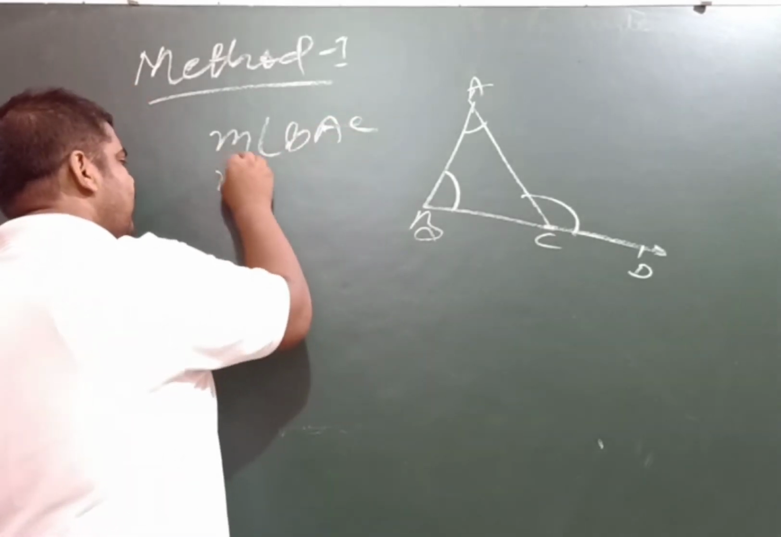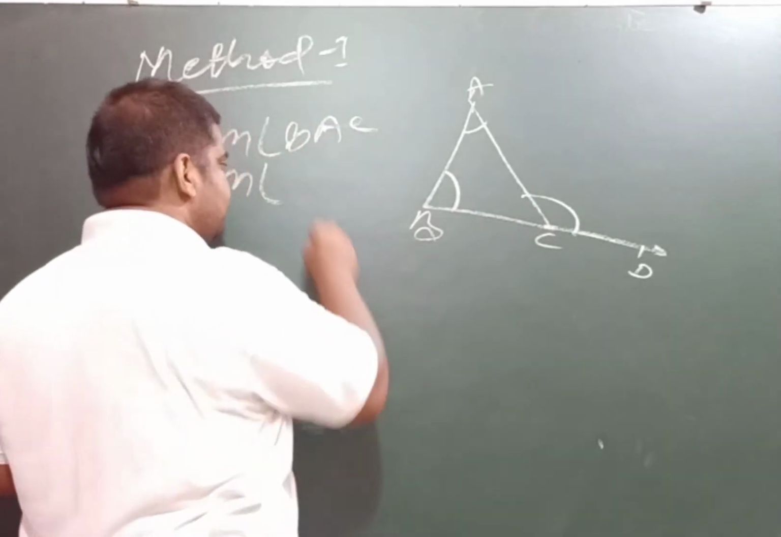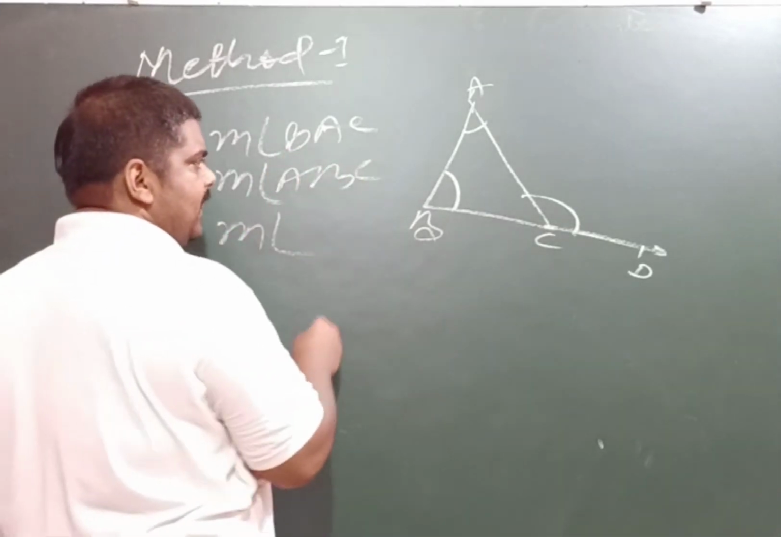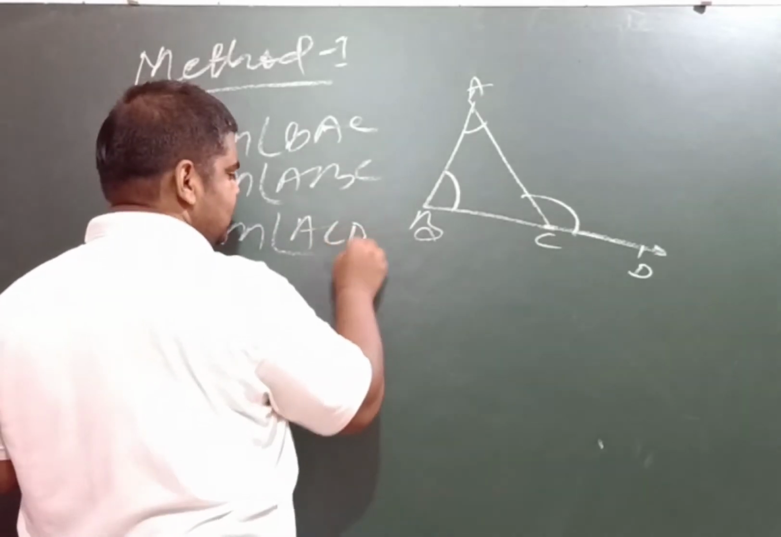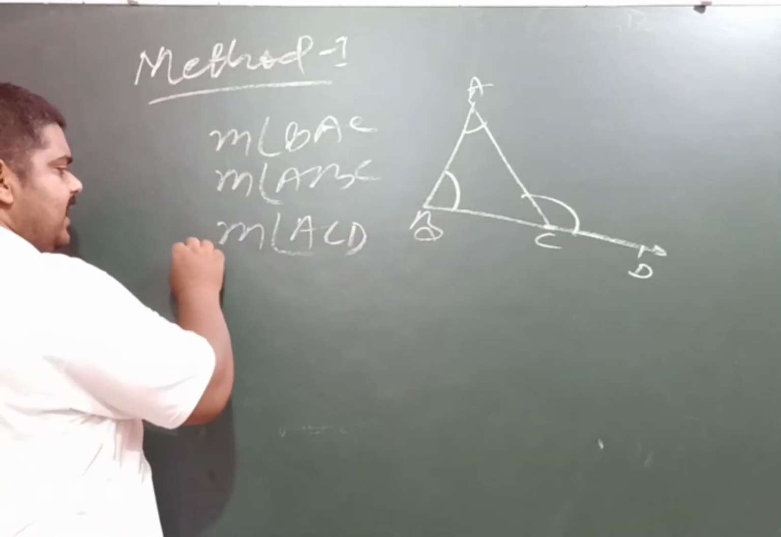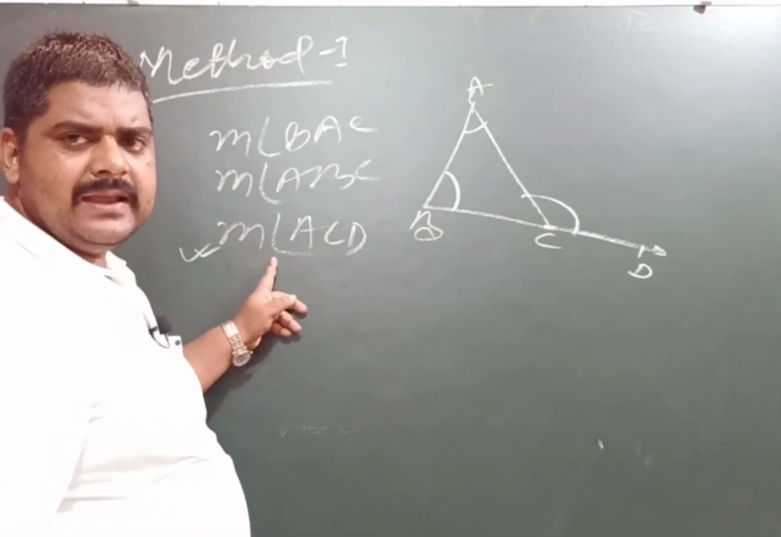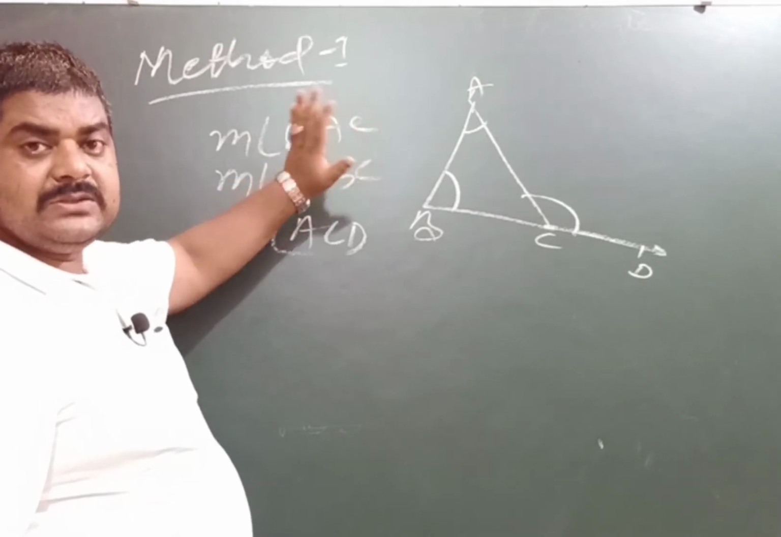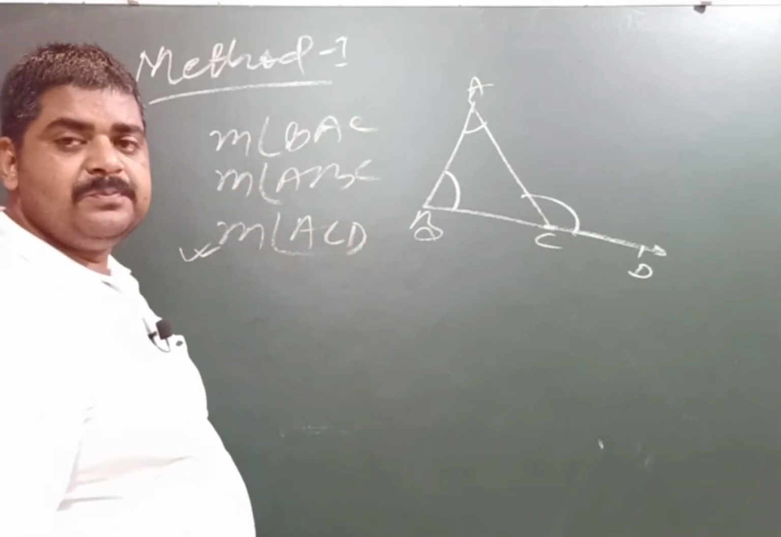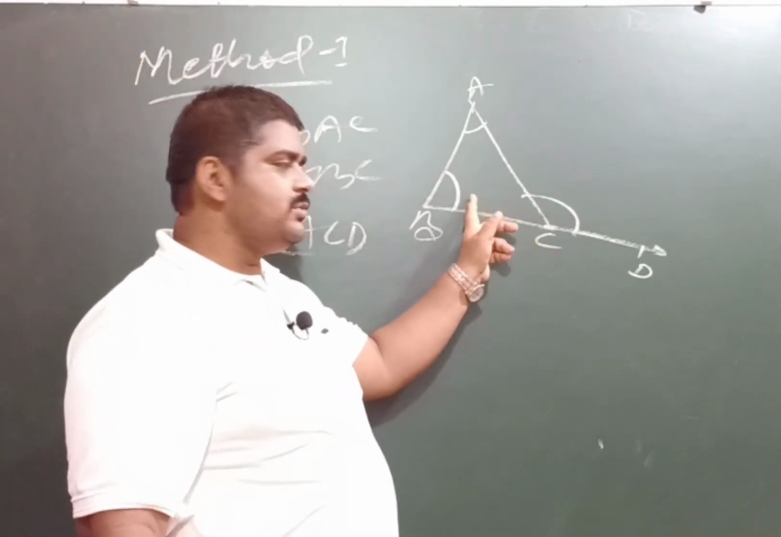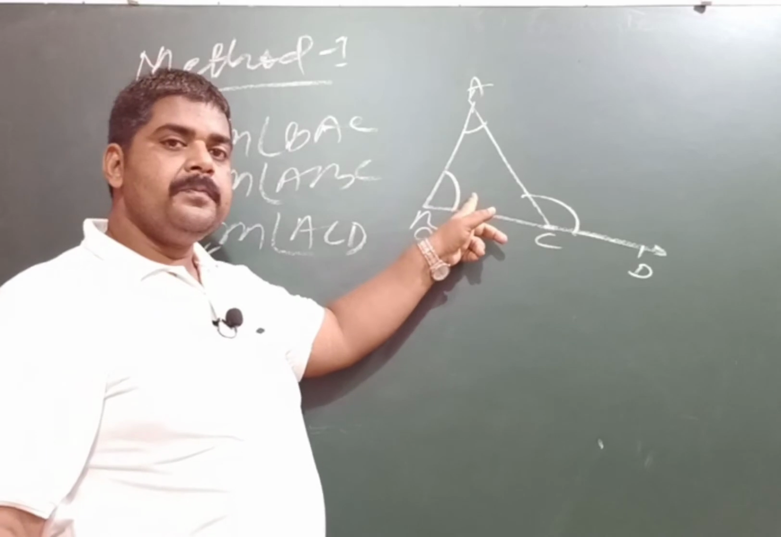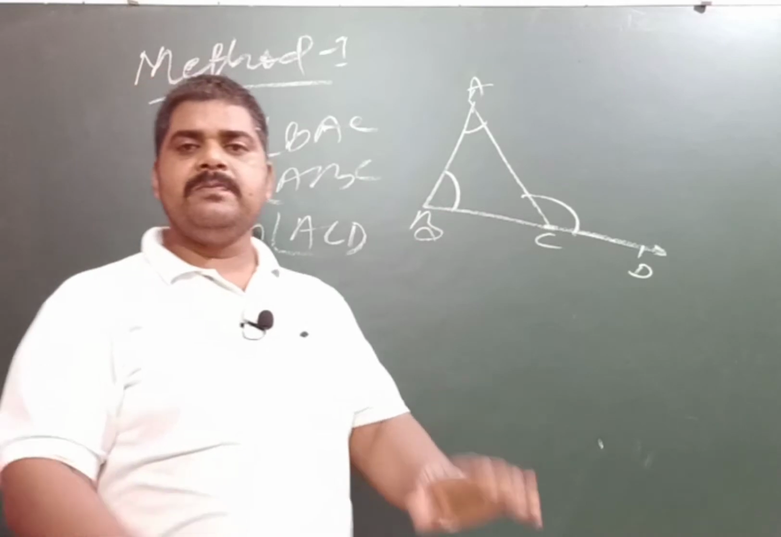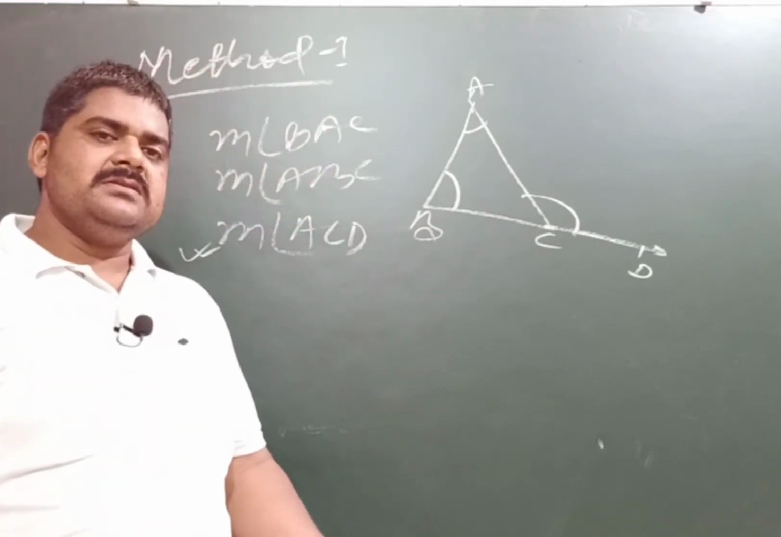BAC, then you find the magnitude of angle ABC, then you find the magnitude of angle ACD. And what you have noticed is that the magnitude of angle ACD is equal to the sum of these two angles, and this proves that the exterior angle is equal to the sum of the two interior opposite angles. This is the first method, where with the help of a protractor you can find it out.